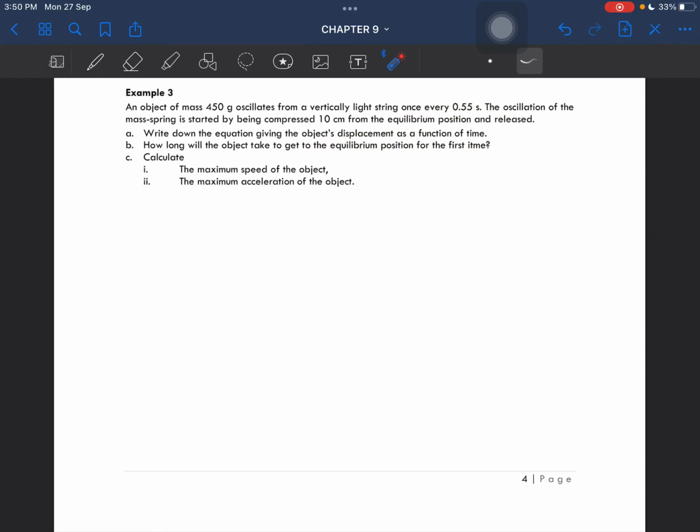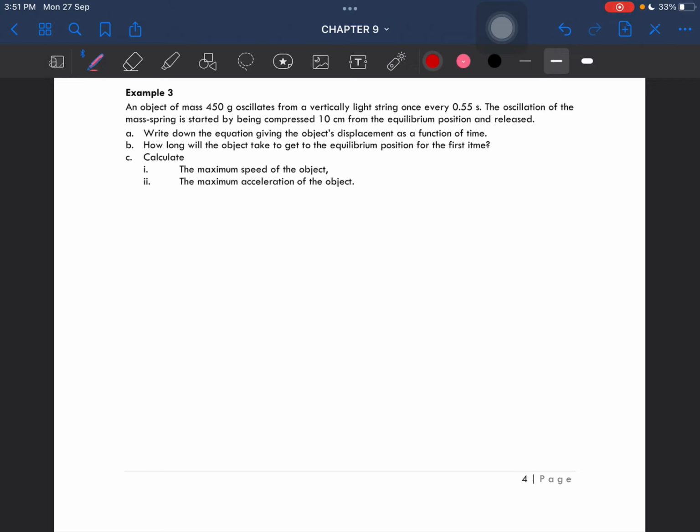And then, how long will the object take to get to the equilibrium position for the first time? And then calculate both the maximum speed and acceleration of the object. Alright, let's try and do this.